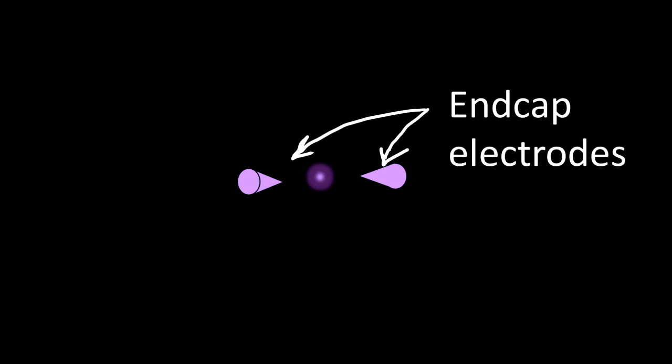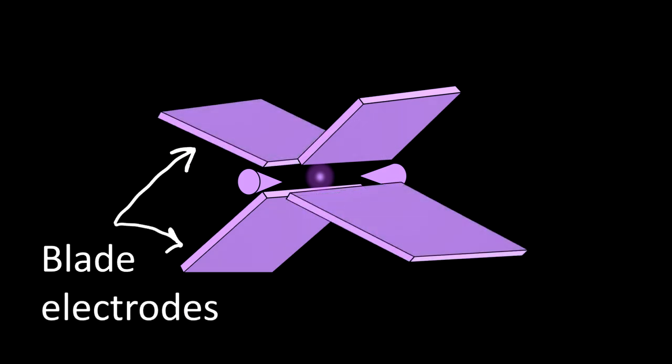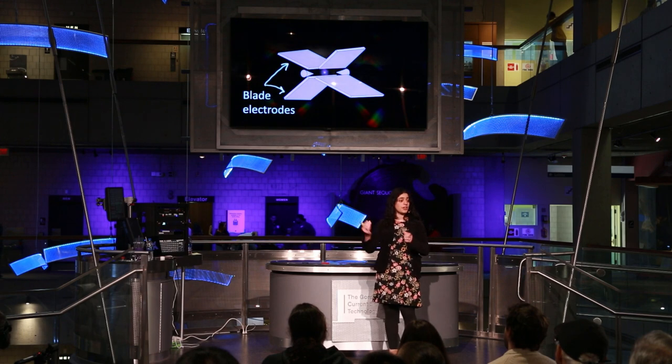And okay, let's put some more electrodes on. Let's put two big ones here, and another two the other way around. And basically now we've surrounded the ion with electrodes. And these big flat ones we call the blade electrodes, because they kind of look like part of the blade of a knife.